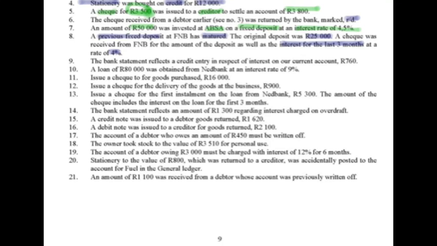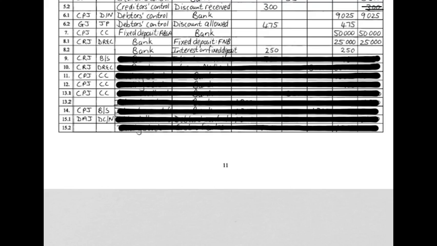Number 9, the bank statement reflects a credit entry in respect of interest on our current account, 760. Now, credit entry means it's a positive entry in our bank. Therefore, our bank is increasing. So, if our bank is increasing, we need to put that entry in on the debit side of bank. So, bank is increasing with 760. The reason being interest on current account. And interest on current account, same as interest on fixed deposit, is known as an income in my books. So my owner's equity is increasing on the credit side.